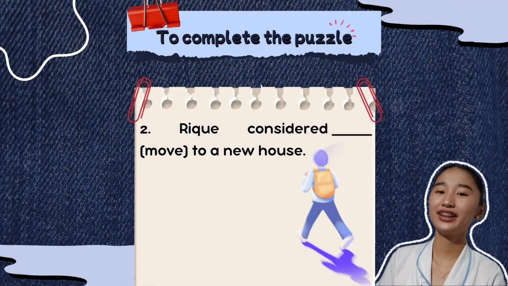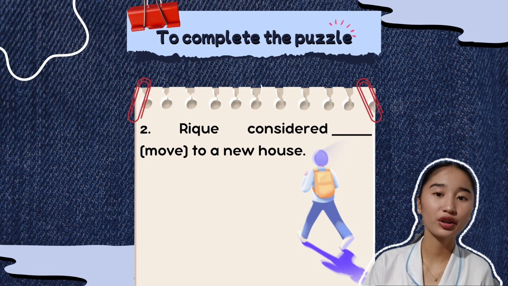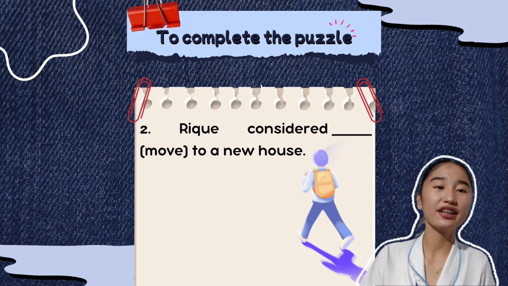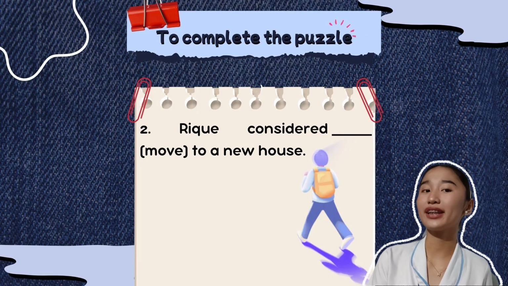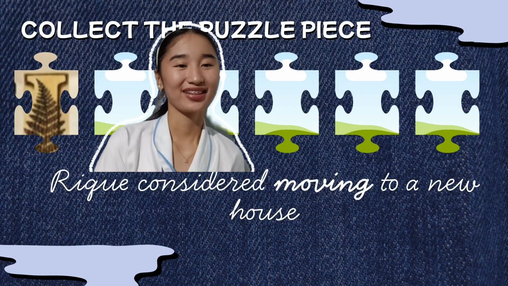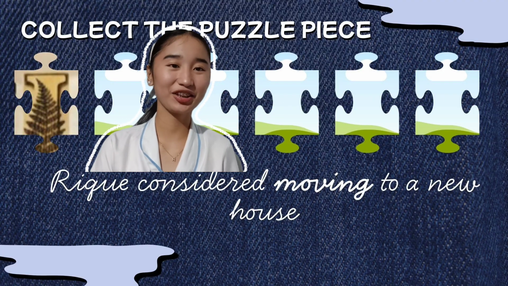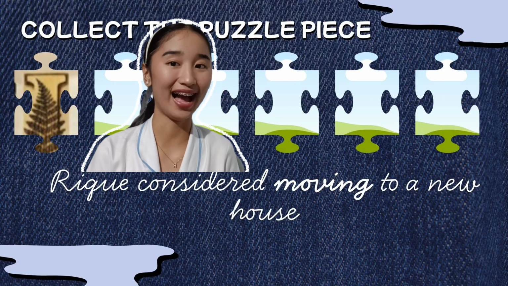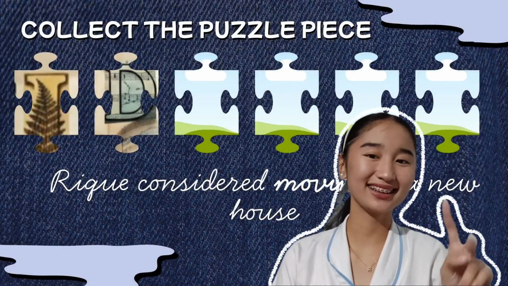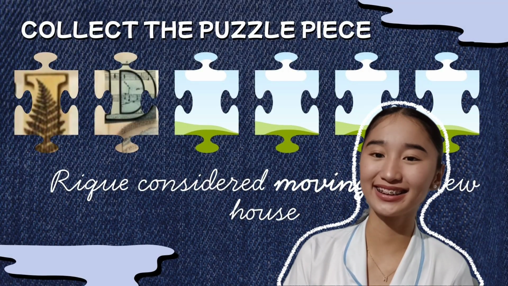Ricky considered blank move to a new house. In every correct answer, you will gain one piece of a puzzle. Awesome! It's Ricky considered moving to a new house. Hence, a total of two pieces already in our collection.